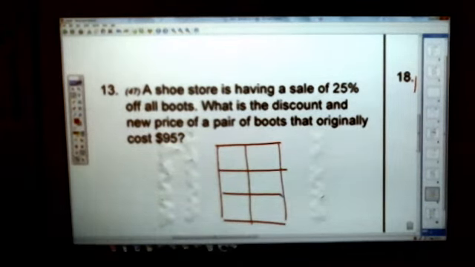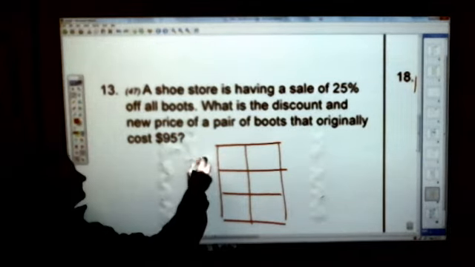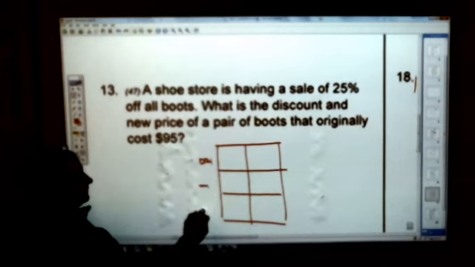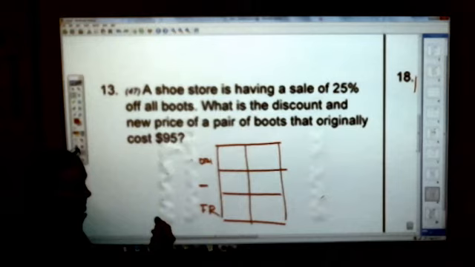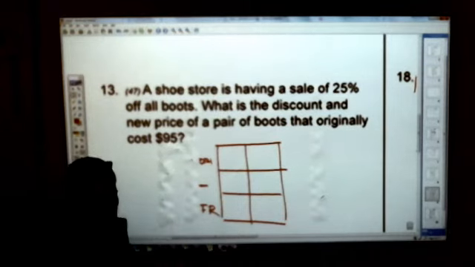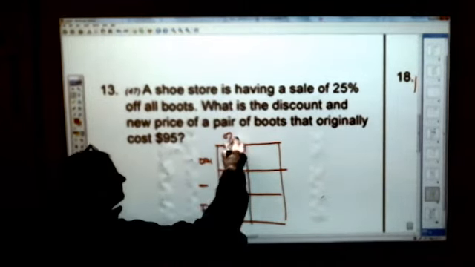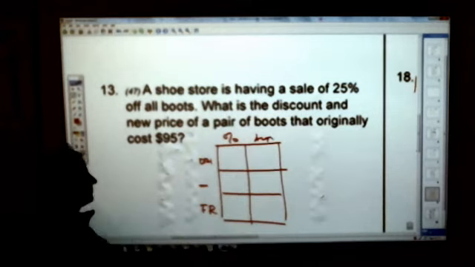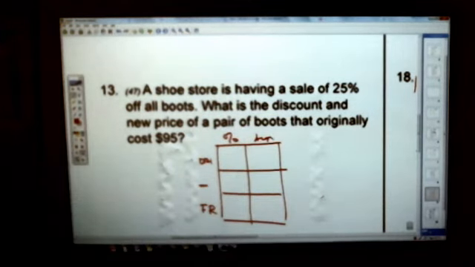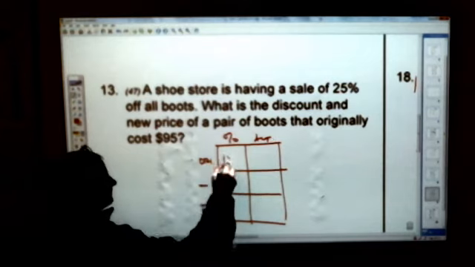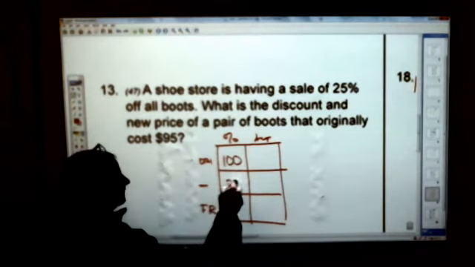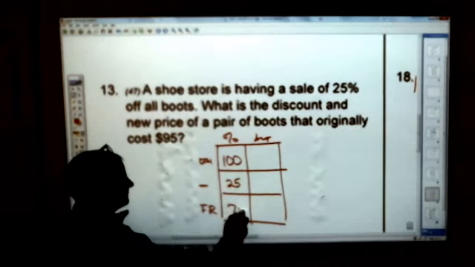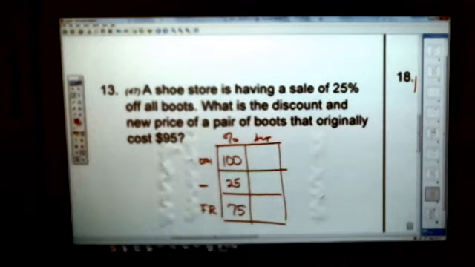Problem number 13. Oh, we do have to get going here. What are we doing? We have the original price. It is a discount, so you subtract to get your final price. I would use that. The original price is 100%, Andrew. You're taking 25% off, so your final price is 75% of the original price.